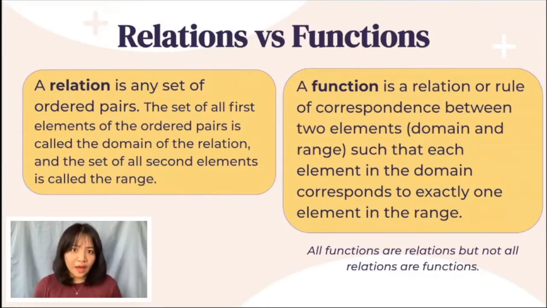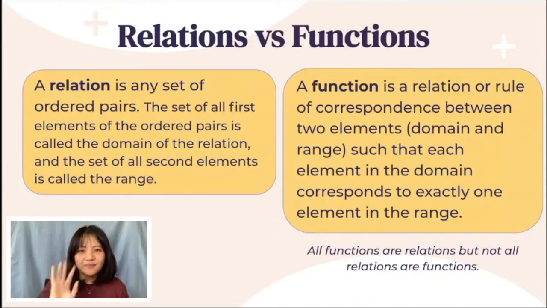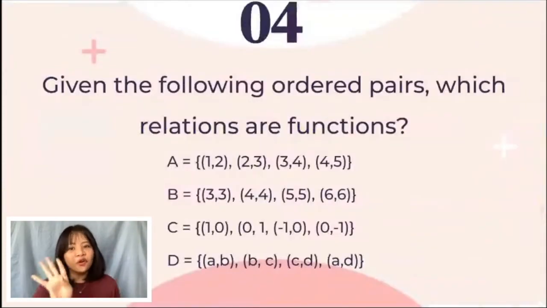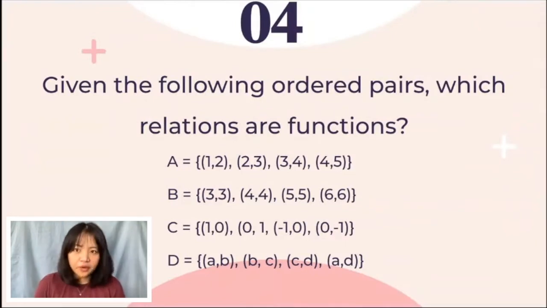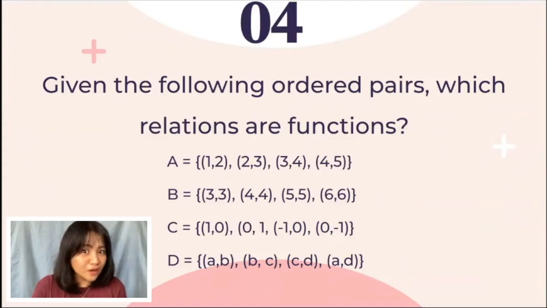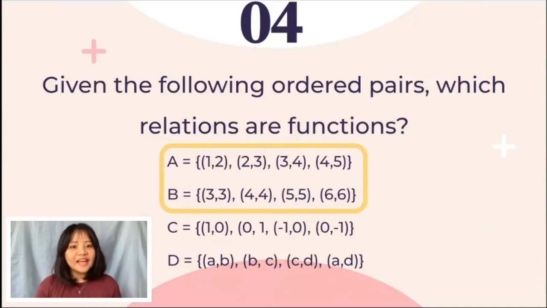So let's move now to our next statement. I'm going to give you 5 seconds to determine kung ano ba ang tamang sagot. Is it A, B, C, or D? Pwedeng more than one ang answer, ha? For the fourth statement, given the following ordered pairs, which relations are functions? 5, 4, 3, 2, 1. Okay, time's up. So the correct answer is letters A and B.